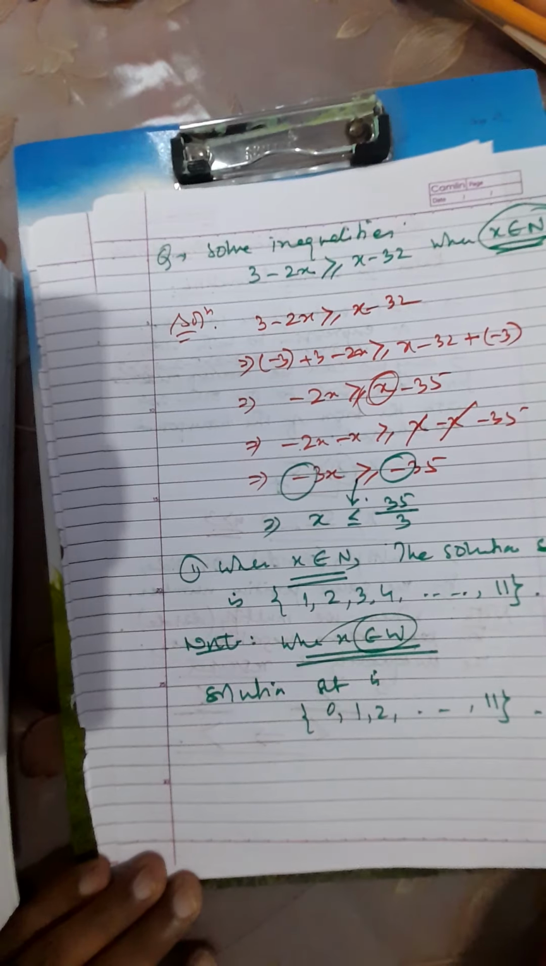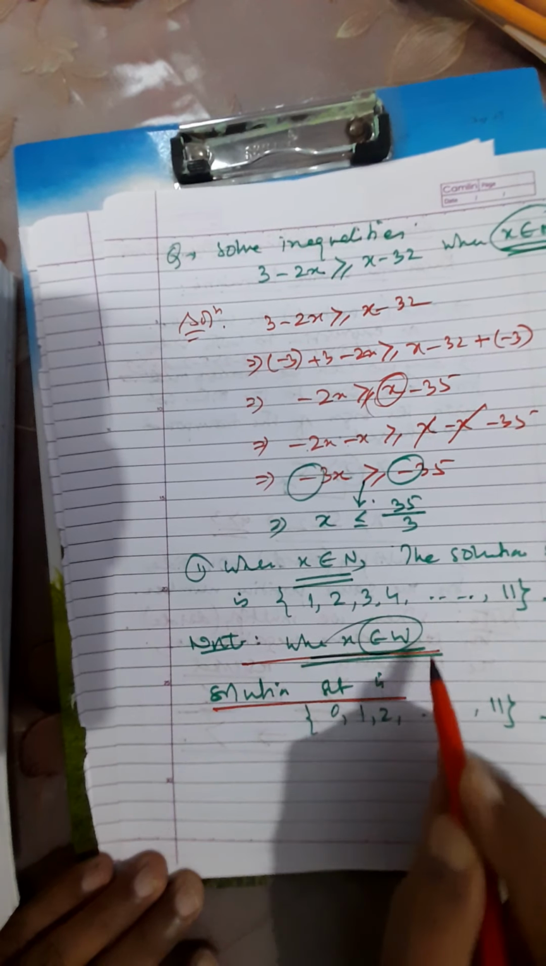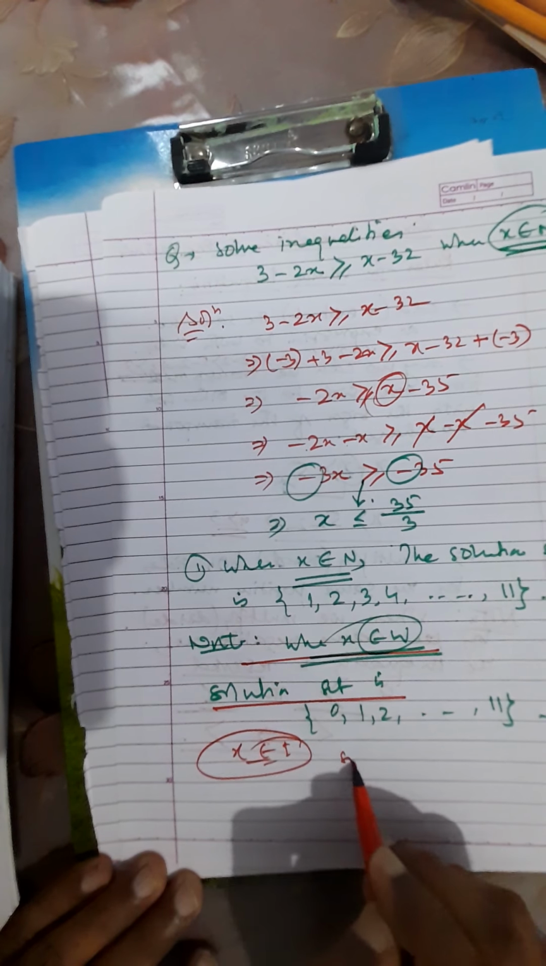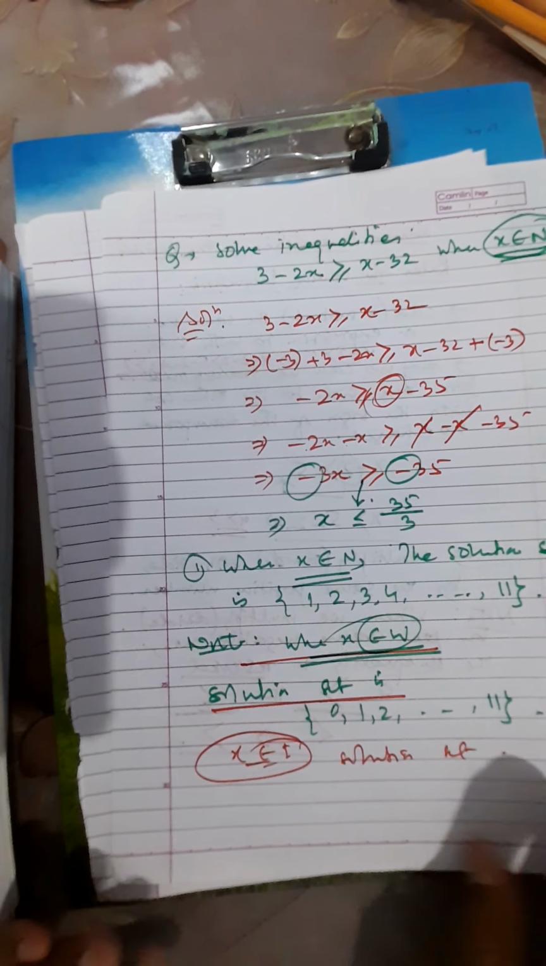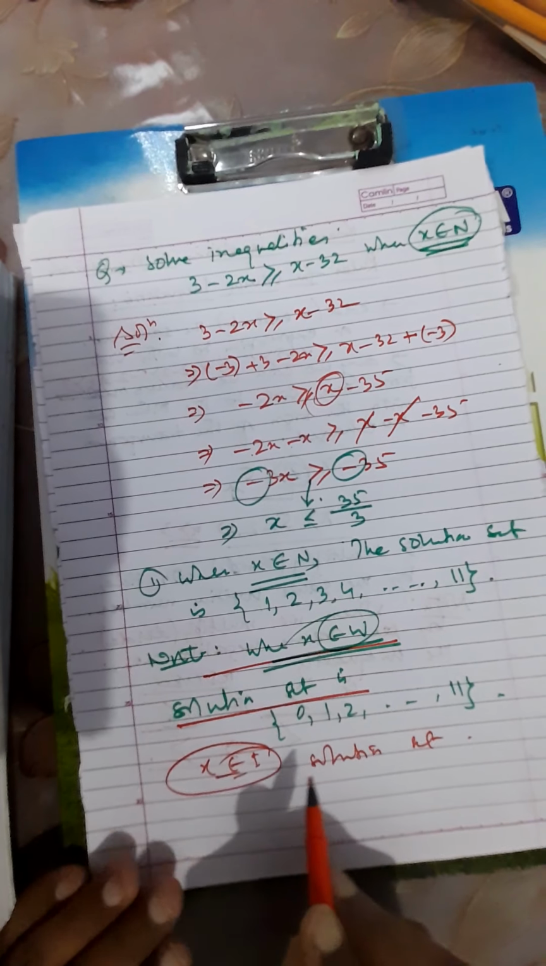If it is given x belongs to I, what does that mean? Integer. What will the solution set be? This experiment you can do yourself at home.